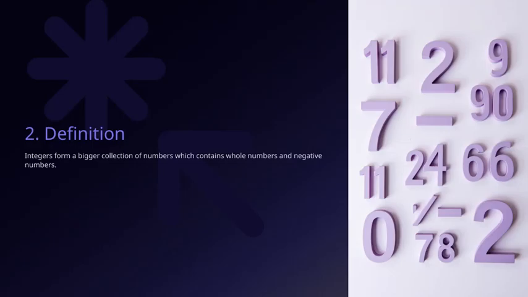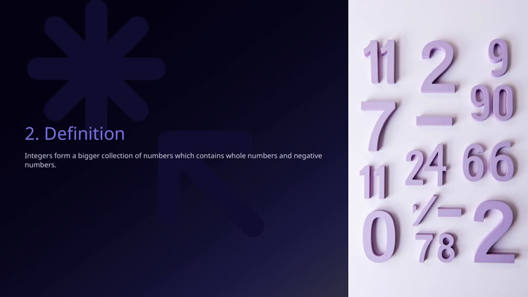Integers are a larger collection of numbers that include not only the whole numbers we already know, but also their negative counterparts. So, when we talk about integers, we're referring to all the whole numbers like 0, 1, 2, 3, and so on, as well as their negative versions, such as -1, -2, -3, and so forth.